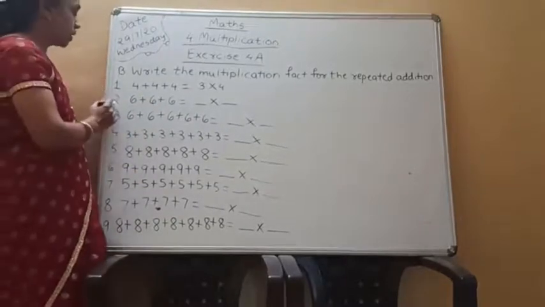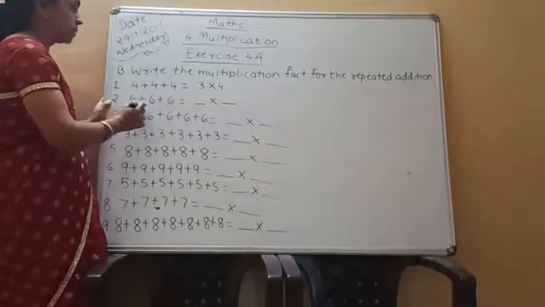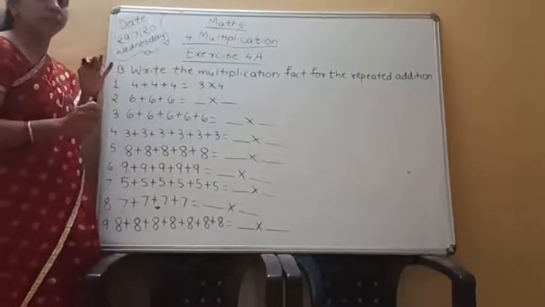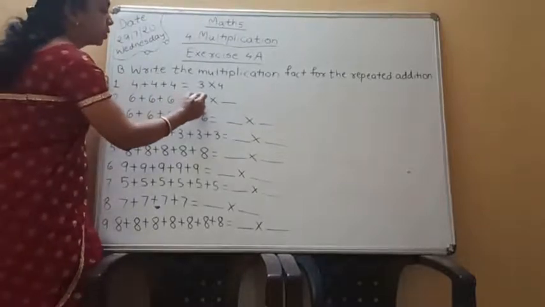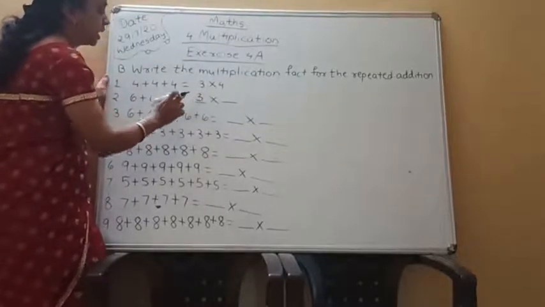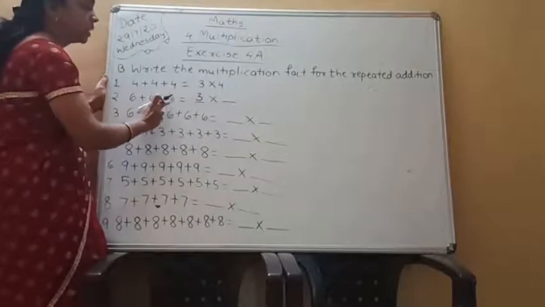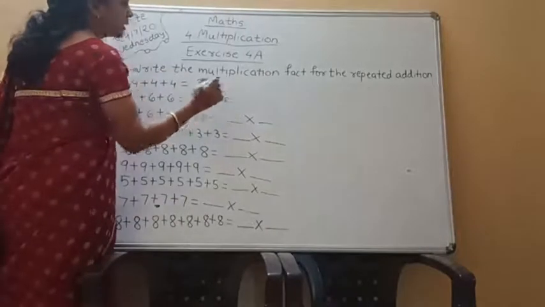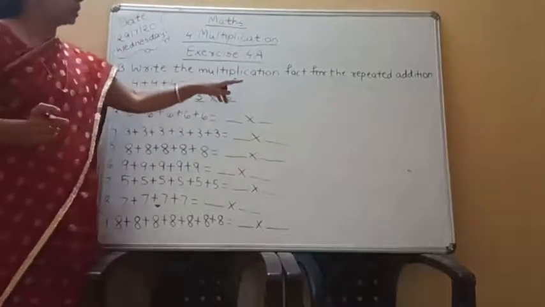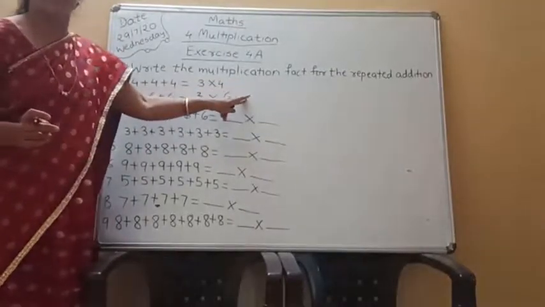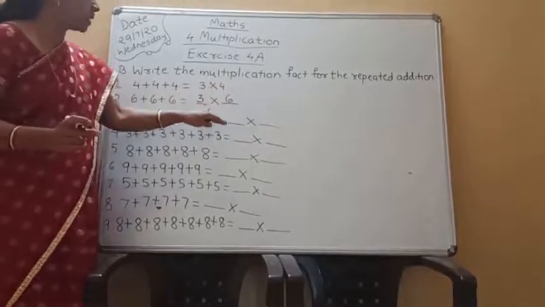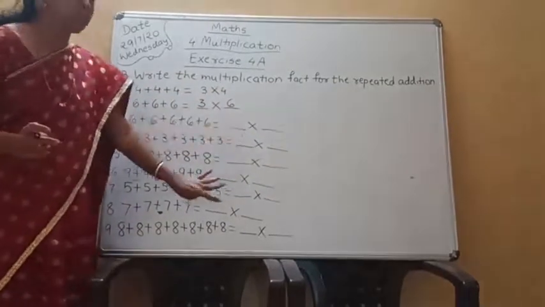So now see question number 2. 6 plus 6 plus 6. How many times is 6 given? Only 3 times. So you write down 3 first. And then what will you write here? Which number is given 3 times? 6. So you write down here 6. Okay. We do not need to write the answer. For example, 6 3s are 18, no need to write the answer. Just write this, fill in the blanks.